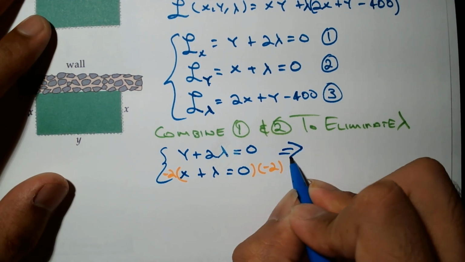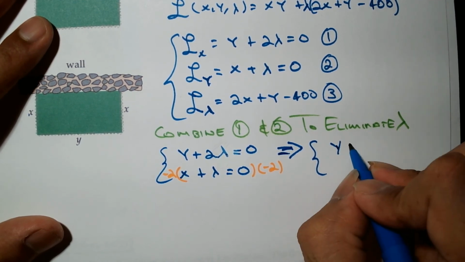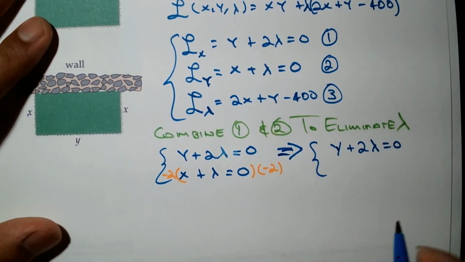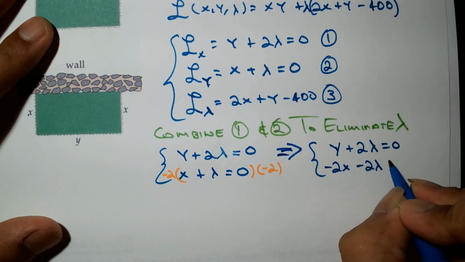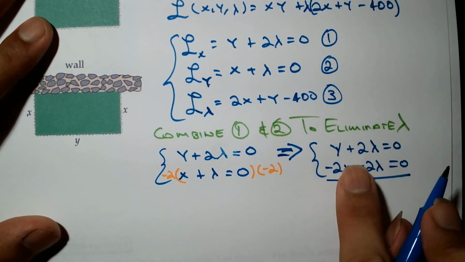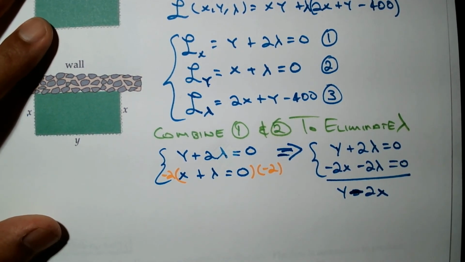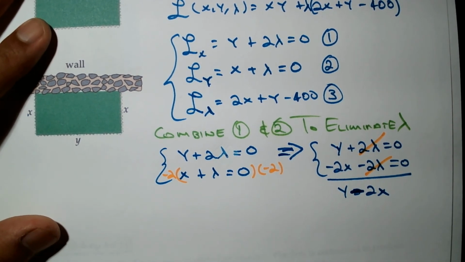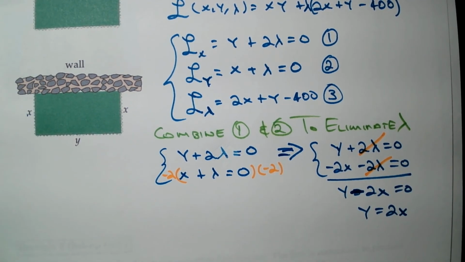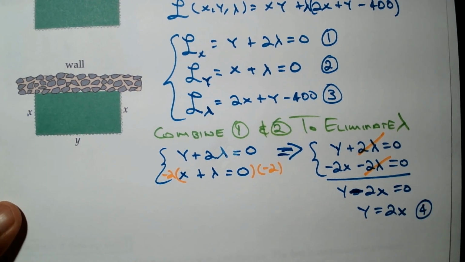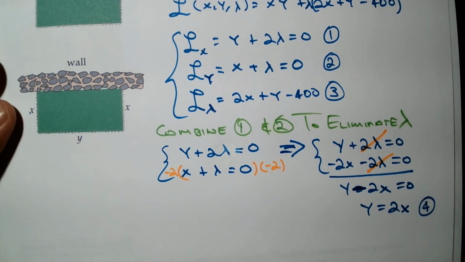So this will give us the following system in which the first equation remains the same and the second one becomes negative 2x minus 2 lambda equals 0. Combining the equations together we get y minus 2x, and notice how the lambdas go away, and that equals 0, so y indeed equals 2x. That's going to be our fourth equation, the equation that later we are going to go back to, to find the dimension y.